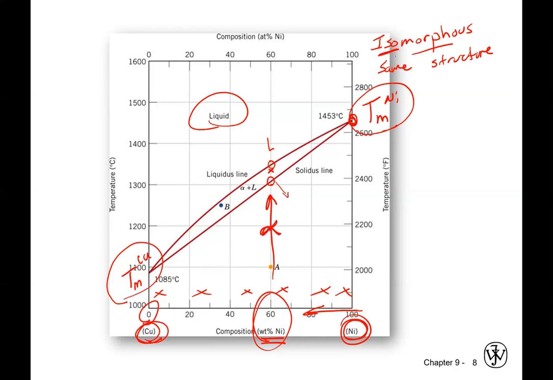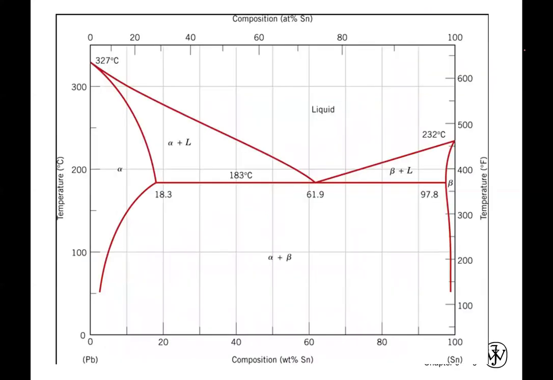All right, but this is an isomorphous diagram. This is a eutectic diagram. Eutectic. And this word eutectic, it's a Greek word, and it means easily melts.